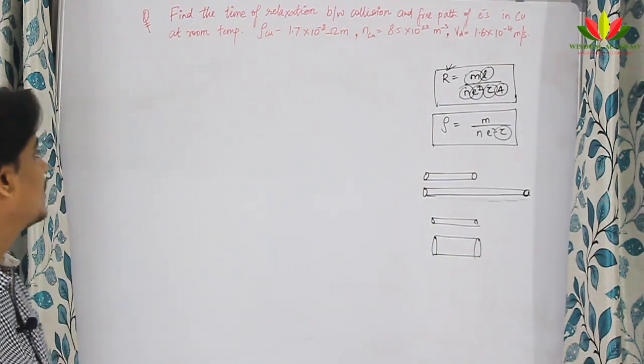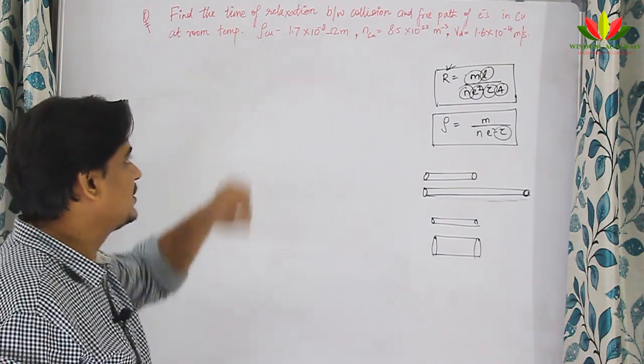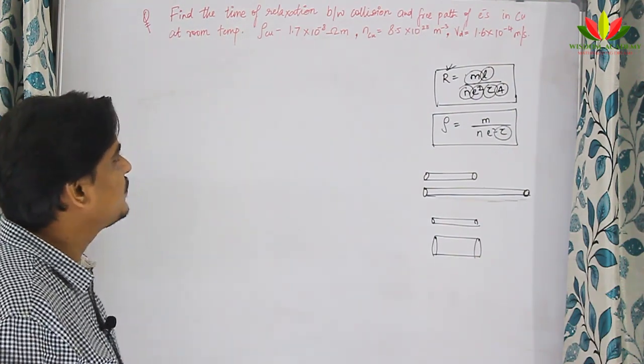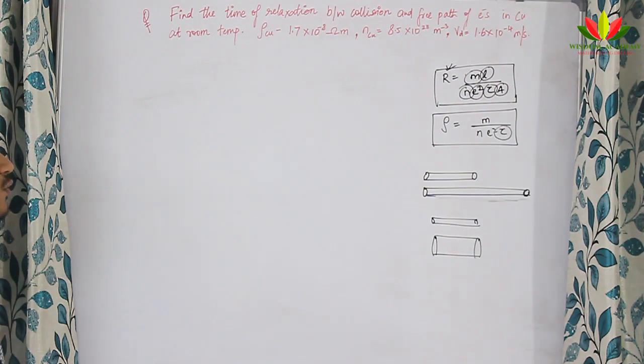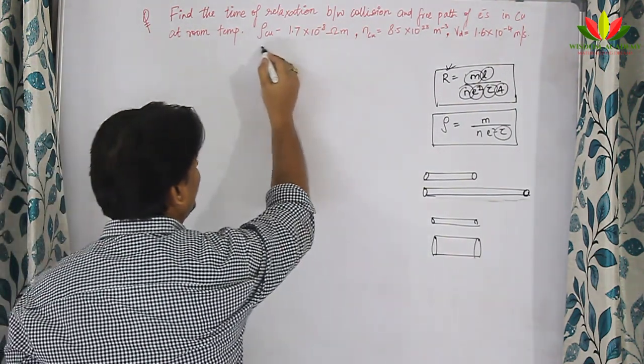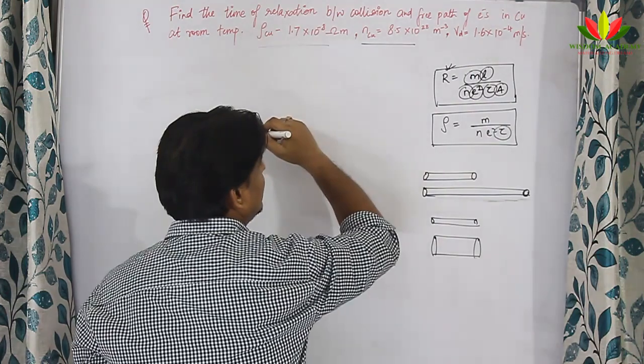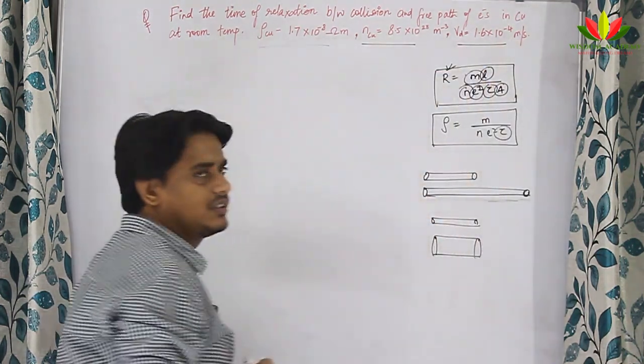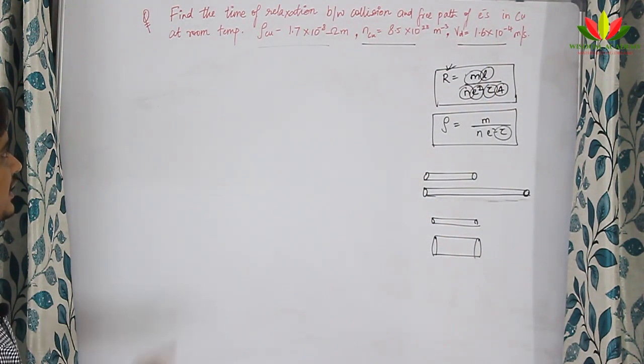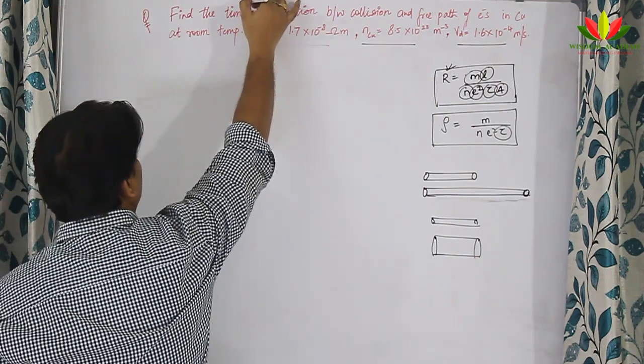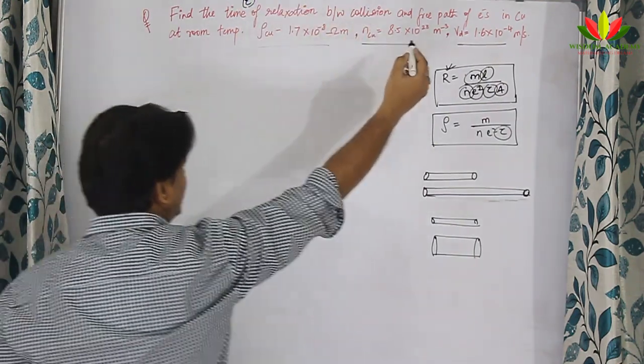Let us see this question. This question says: find the relaxation time between collisions and the mean free path of electrons in copper at room temperature. They have given the resistivity of copper, the number density of copper, and also the drift velocity of the electrons in copper. So relaxation time means they ask you to find the value of tau, and mean free path, that is length, they are asking you to find.